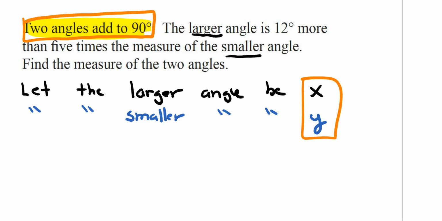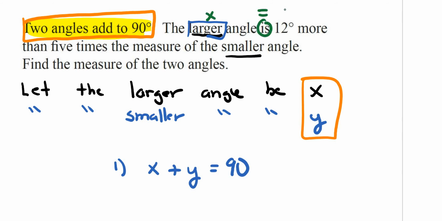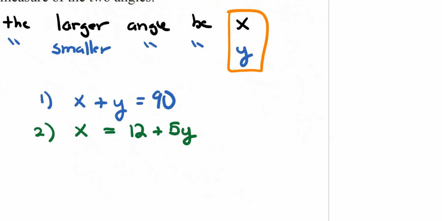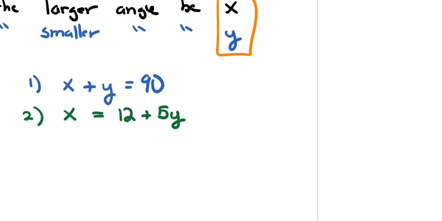Okay, so knowing that our larger angle is x and our smaller angle is y, I have two angles that add up to 90 degrees. So my first equation is not too bad. That's x plus y equals 90. Now the larger angle is going to be x, right? It is equal to 12 more than 5 times the smaller angle. So that's going to be 12 plus 5y. So there's my second equation there: x equals 12 plus 5y.